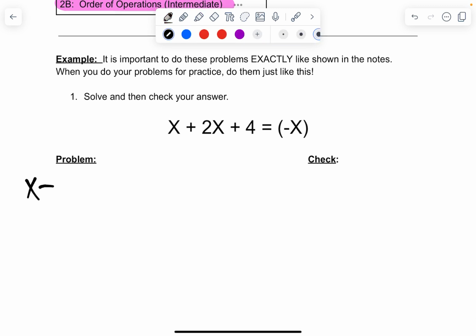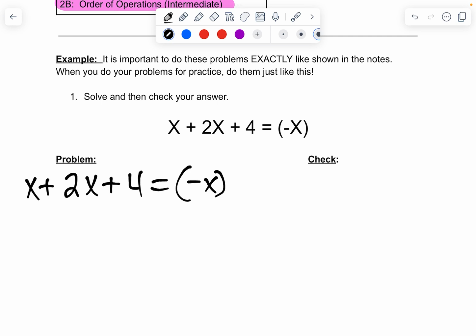We've got x plus 2x plus 4 equals negative x. And the first thing I'm going to do is combine like terms. You're going to notice I got x and 2x. So I've got 3x plus 4 equals negative x.